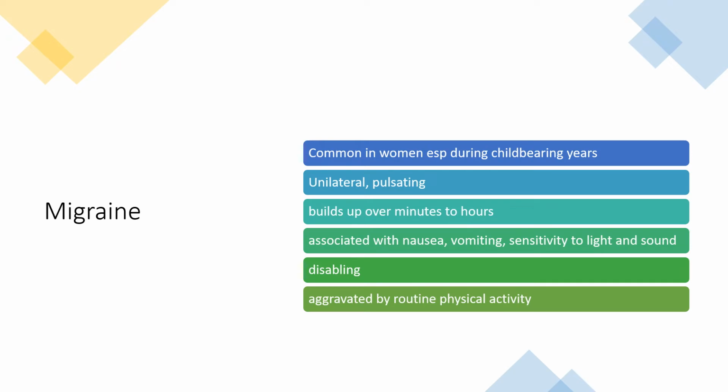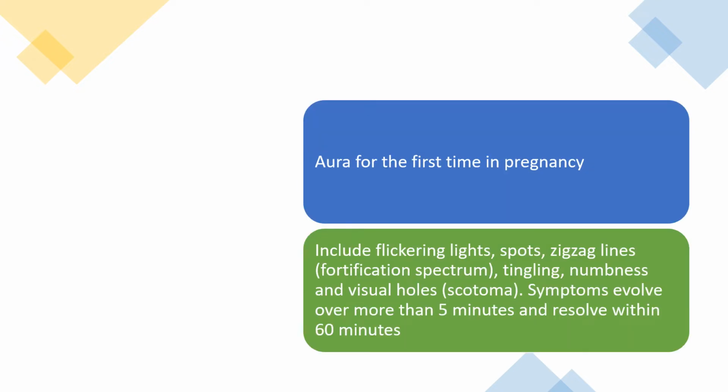So migraines are common in women, especially during the childbearing age. They're usually unilateral, pulsating. They build up over minutes to hours, associated with nausea, vomiting, sensitivity to light and sound. They can be quite disabling, and they can be aggravated by routine physical activity. Aura can be present for the first time in the pregnancy, which includes things like flickering lights, spots, zigzag lines, tingling, numbness, and visual holes. Symptoms can evolve over more than 5 minutes and resolve within 60 minutes.